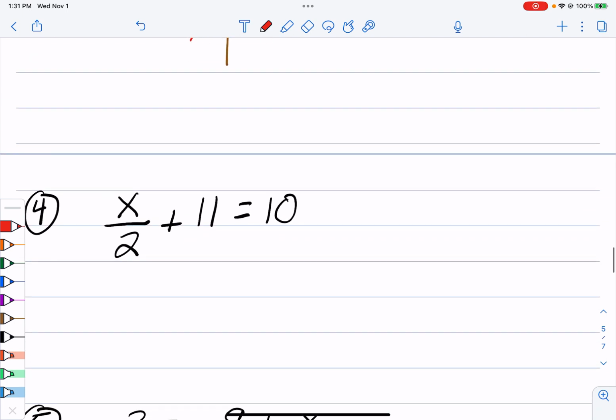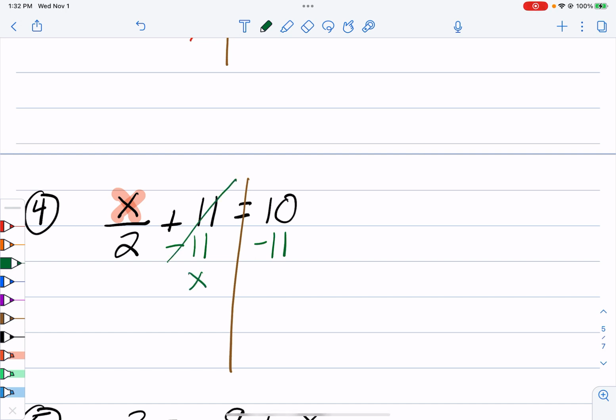Okay, let's try another one. So x over 2, remember this is our fraction bar, but it's just division, plus 11 equals 10. I'm going to say my variable's right here. With it is a plus 11. To undo a plus 11, I'm going to subtract 11 from both sides. So that's gone. It's a 0. I have x over 2 equals, and 10 minus 11 is a negative 1.